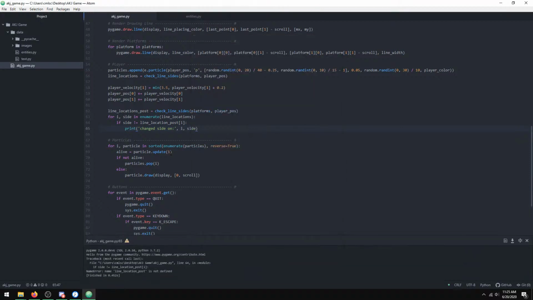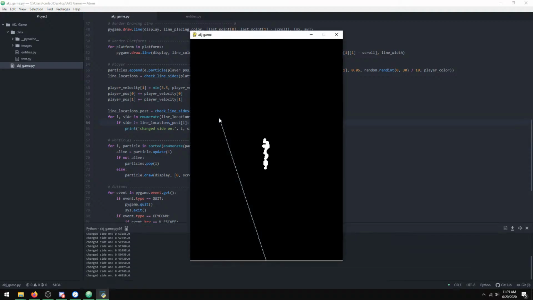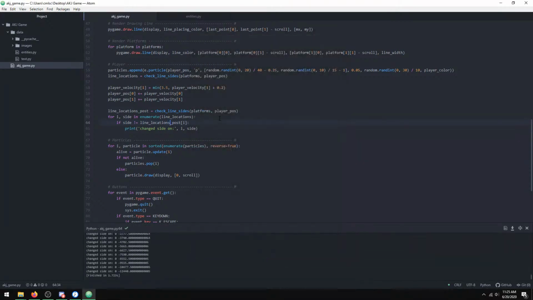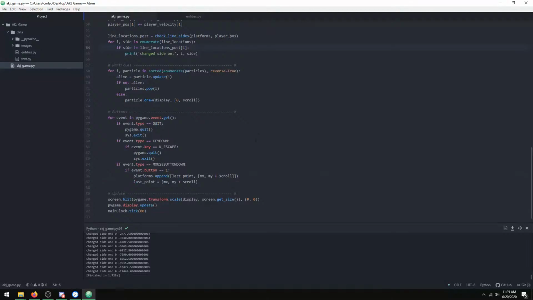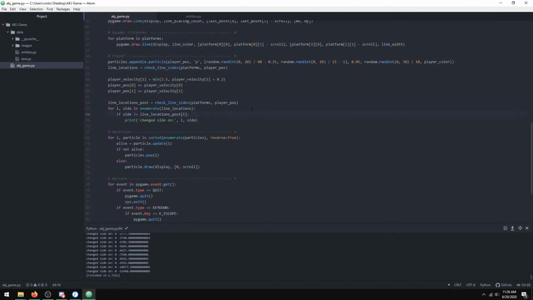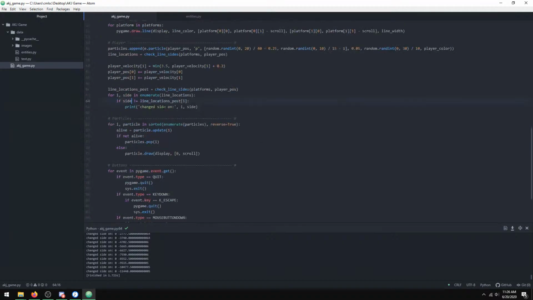Okay, so line location post is not defined. Oh, I missed an S. Oh, I need to get the sign. So to get the sign, can you? I feel like there's a really easy way to do this. Whatever, I'll do it the questionable way.